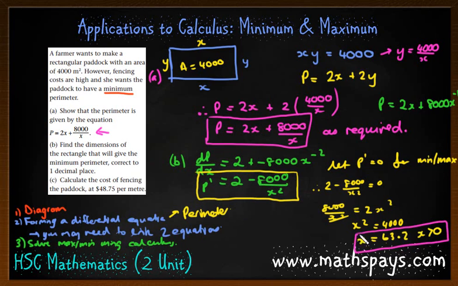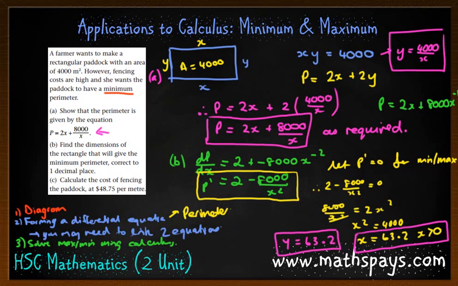Now I'm just going to double check that, and it says find the dimensions of the rectangle. Well, I haven't found the dimensions, I've found the x coordinate. So I'm going to go back up into my original equation, y equals 4,000 over x, and I'm going to chuck that in to find my y coordinate, and it happens to be y is also equal to 63.2, which means that my rectangle is actually a square, and what you'll find, that will be very common.